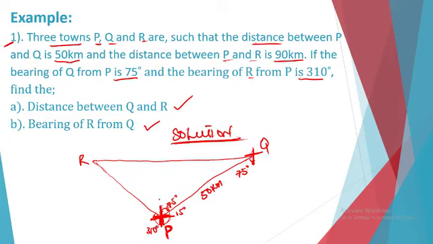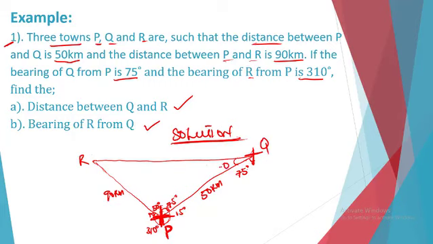If this is 270, 270 plus what will give us 310? 270 plus 40, so here is 40. And it means invariably that this remaining part is 50 degrees. Do you understand now? And we are told that this line is 90 kilometers. So we've gotten our R, our Q, and our P, and then we are asked to find the distance between Q and R, this line, and the bearing of R from Q. That is from here to here.